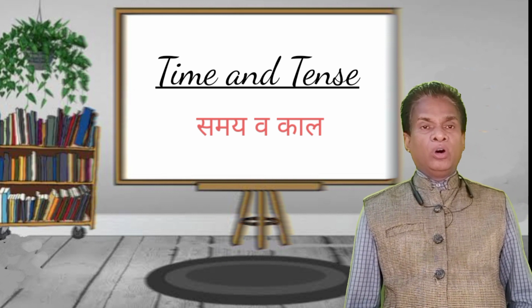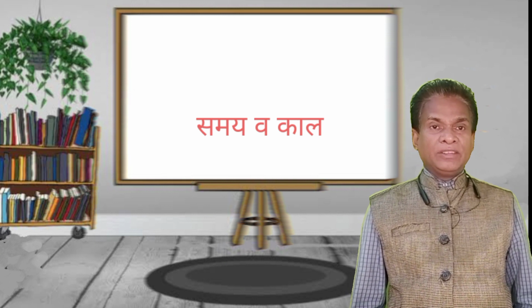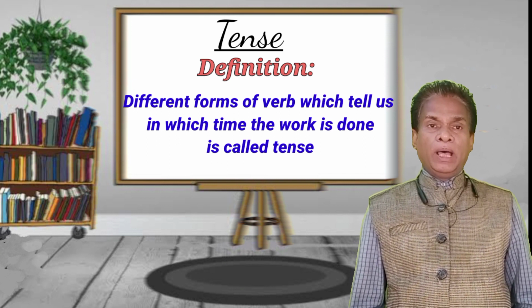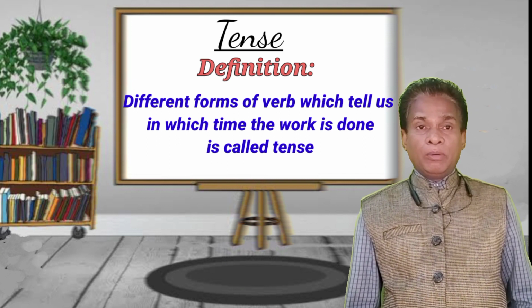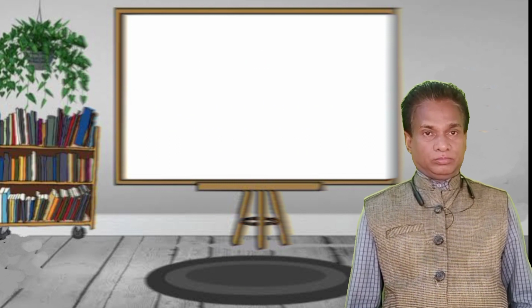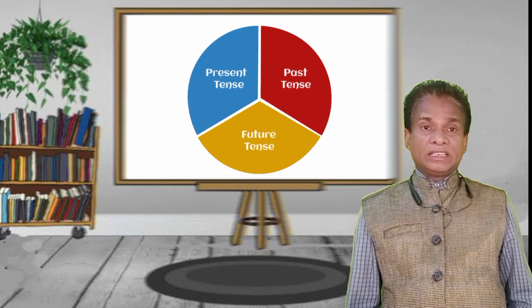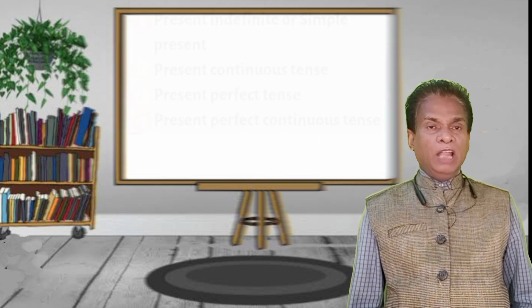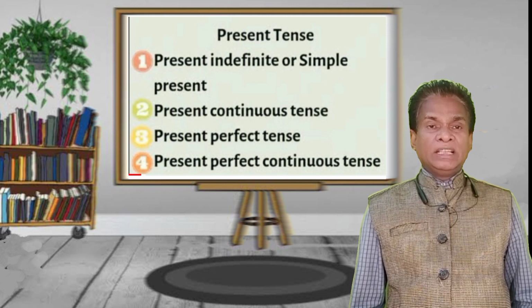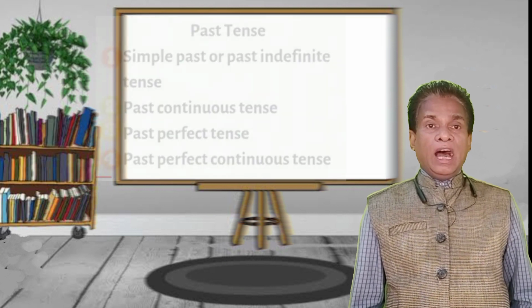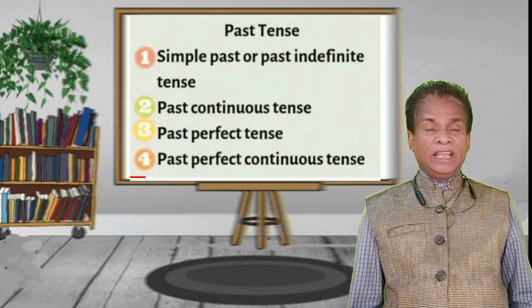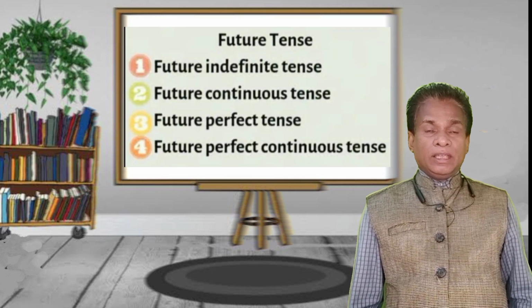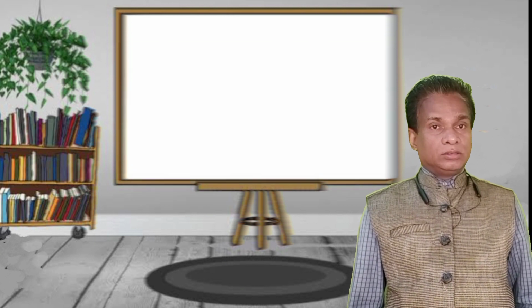First of all, we should know the definition of tense. Different forms of verb which tell us in which time the work is done is called tense. There are three tenses in English: present tense, past tense and future tense. Further, every tense has four subdivisions. In this video, we are going to practice present tense.